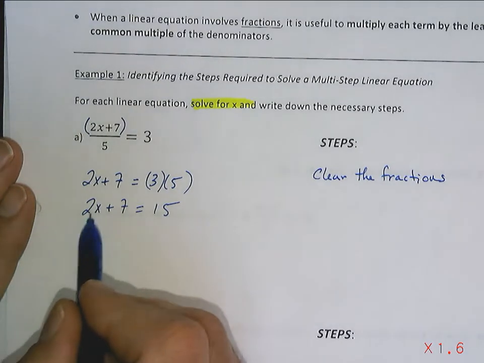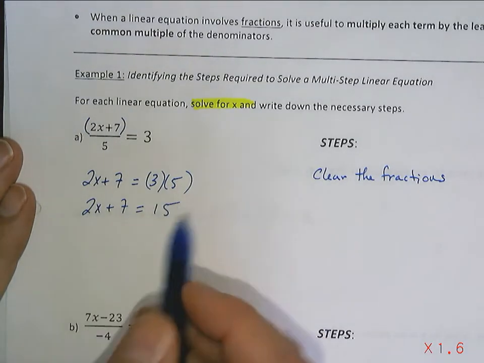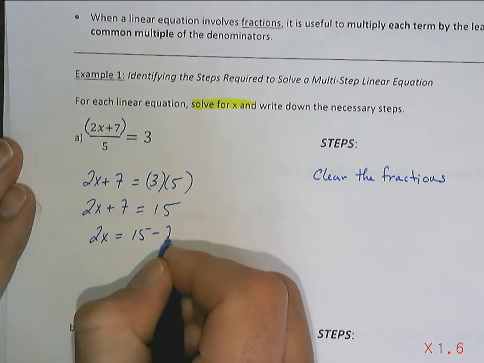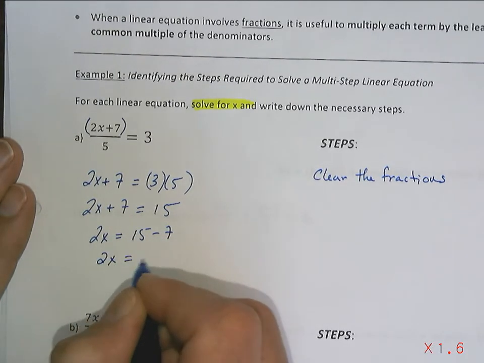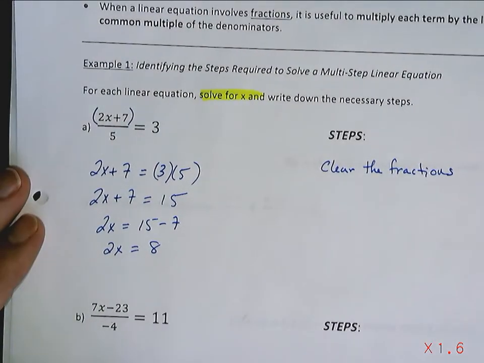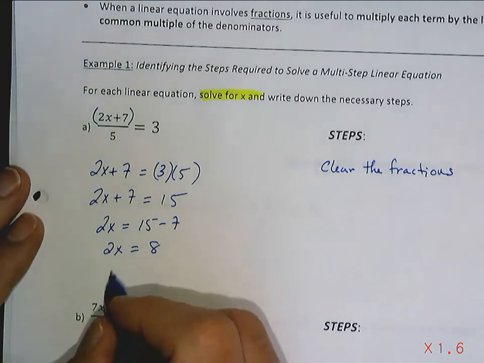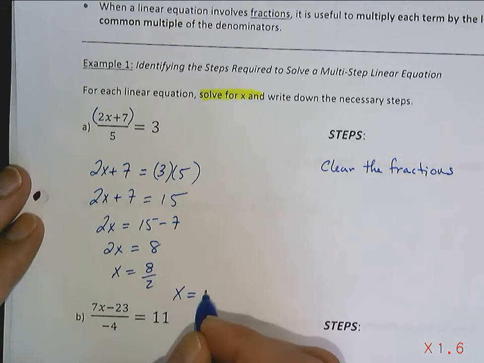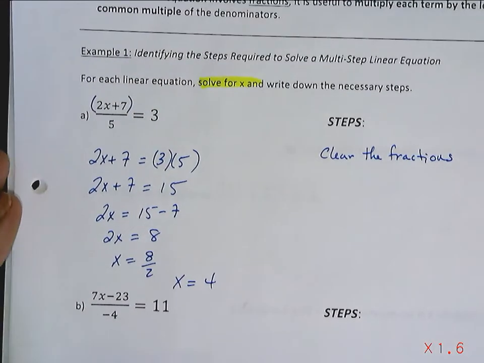Well, I want to get 2x by itself. So the next thing is to get rid of the 7, right? And then the last thing to do to get x by itself is get rid of the 2. Does that make sense to everyone? Okay, not so hard, right? Let's look at the next example.